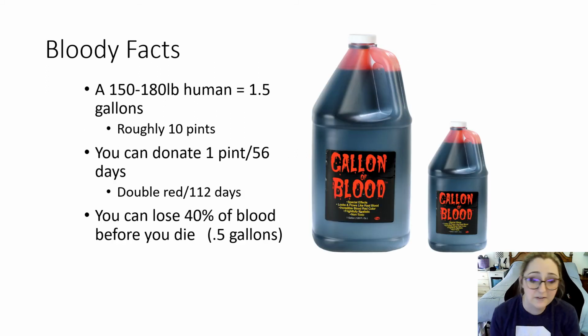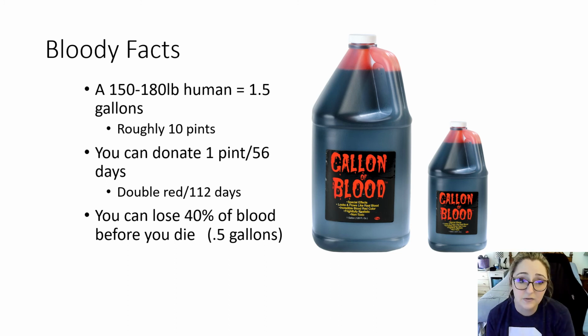A few blood facts that I think are important and honestly pretty cool. You contain, as a 150 to 180 pound human adult, around 1.5 gallons or 10 pints. What is interesting from those numbers is you can donate 1 pint every 56 days. You can do double red every 112 days. You need more time to replenish those.